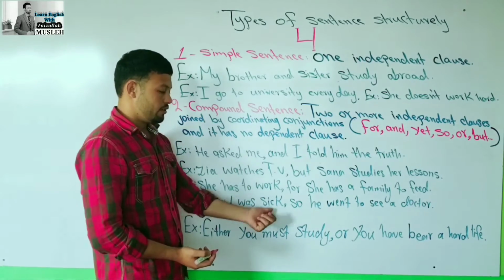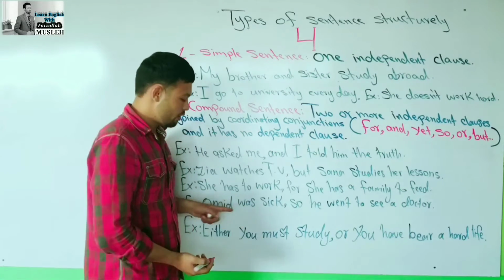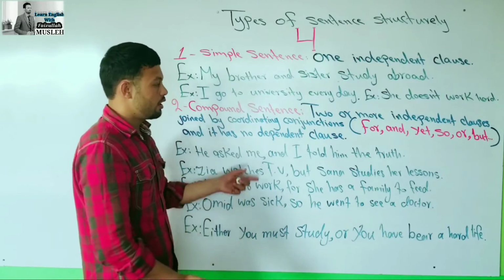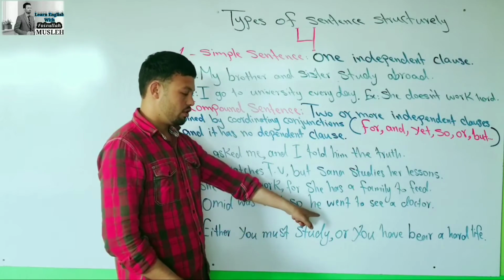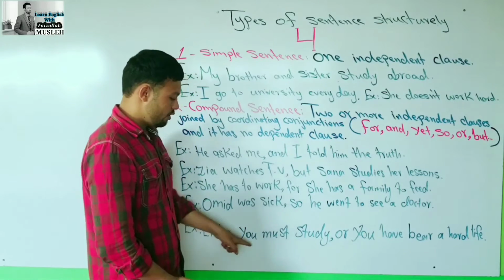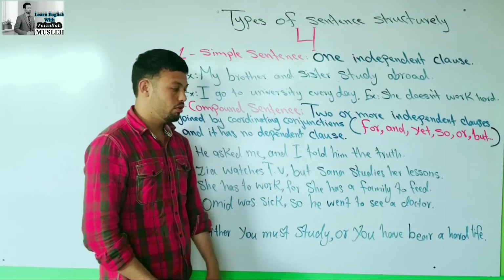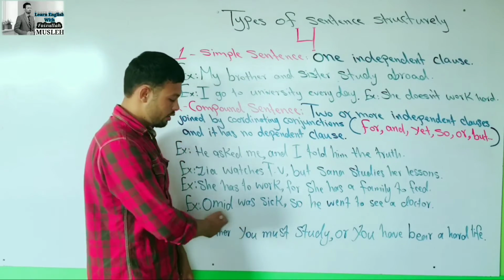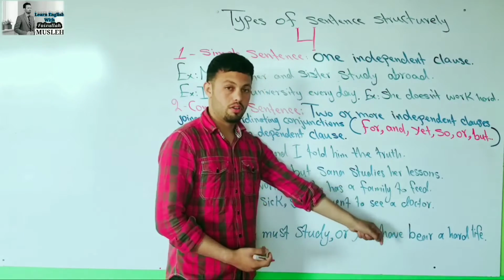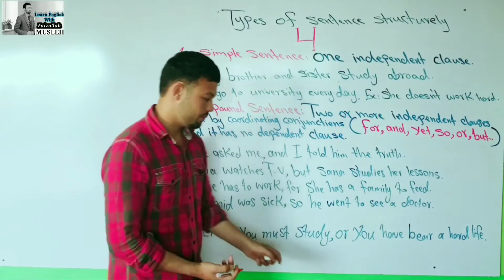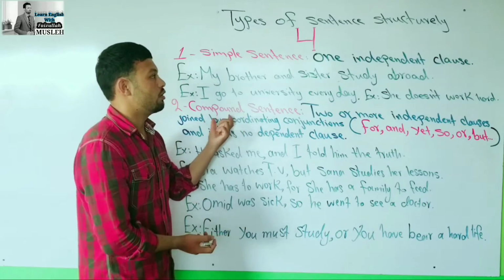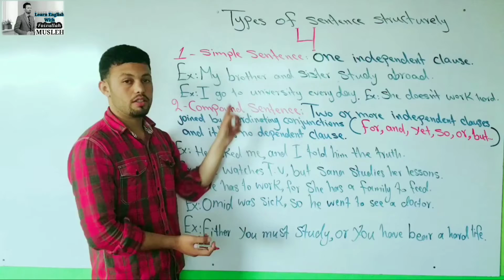Umaid was sick, so he went to see a doctor. Umaid was sick, this is one independent clause, and so he went to see a doctor, another independent clause. Either you must study or you have to bear a hard life. Bear here means tolerate, to tolerate a hard life. Now these are all examples for compound sentence. I hope you learned simple and compound sentence.